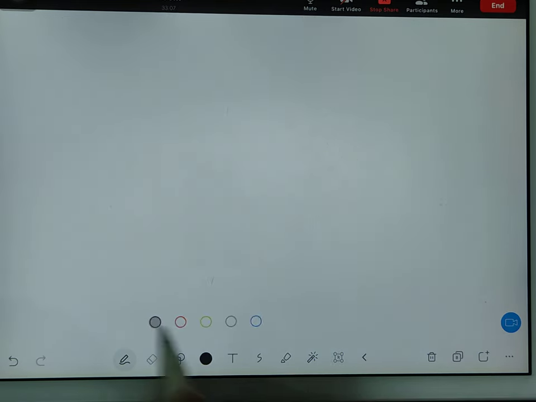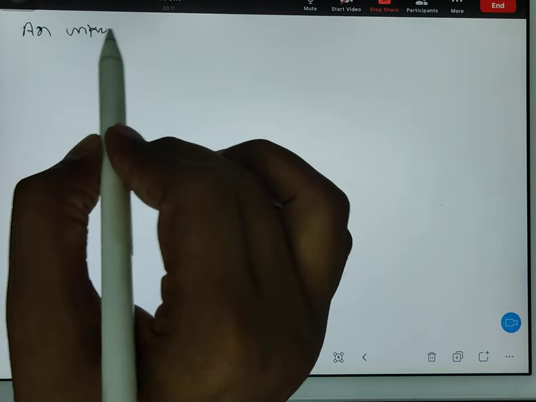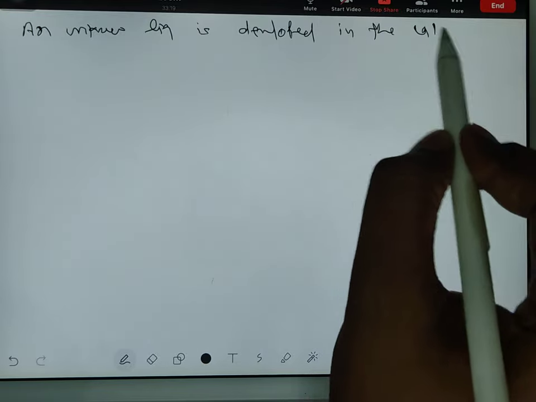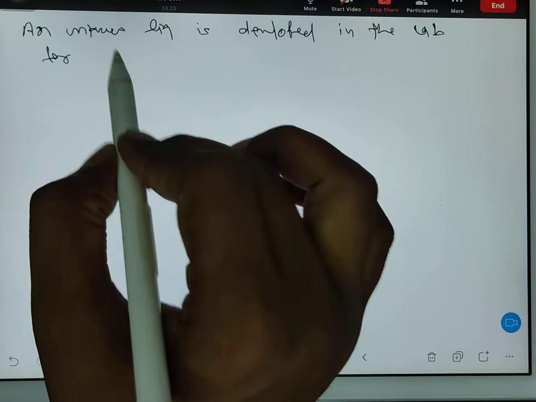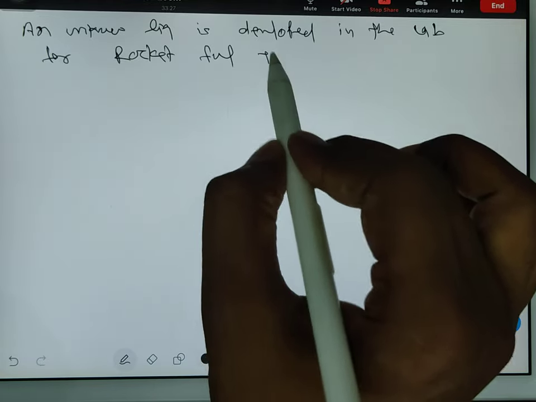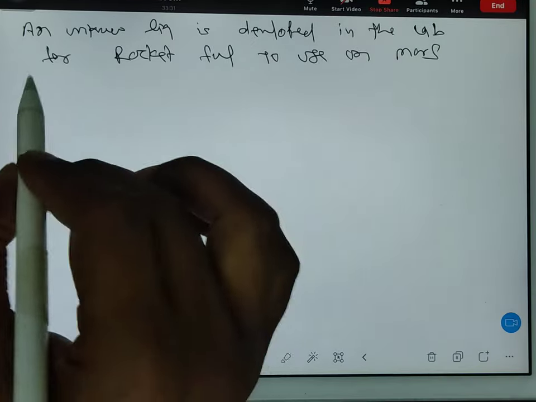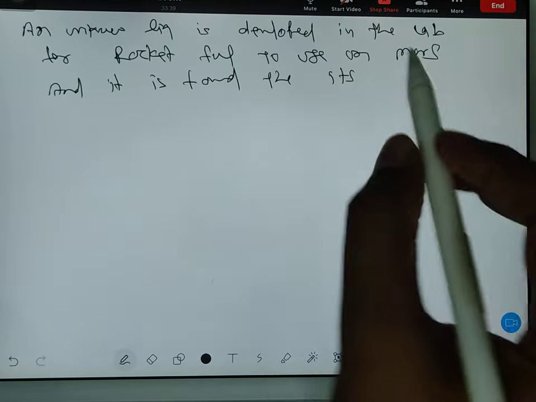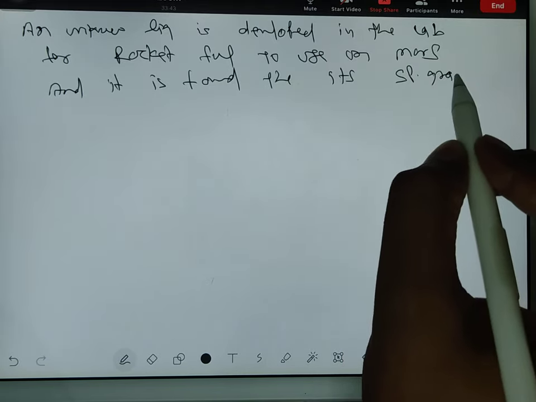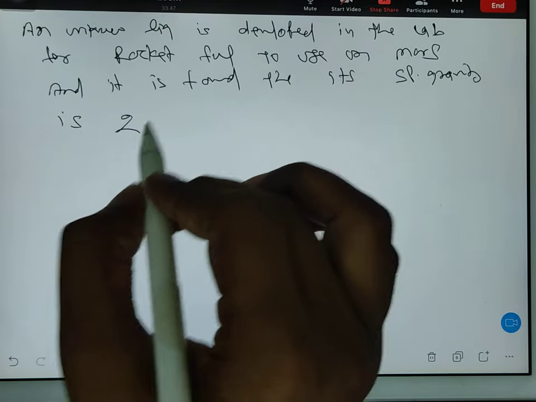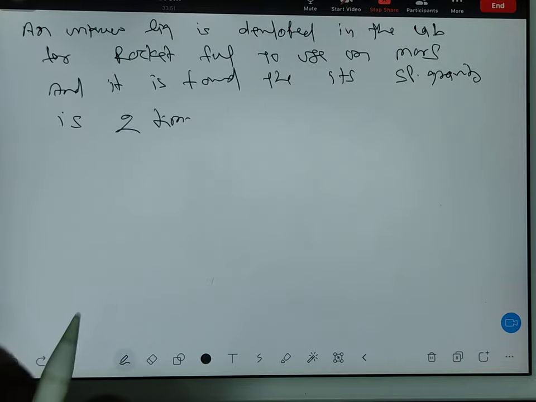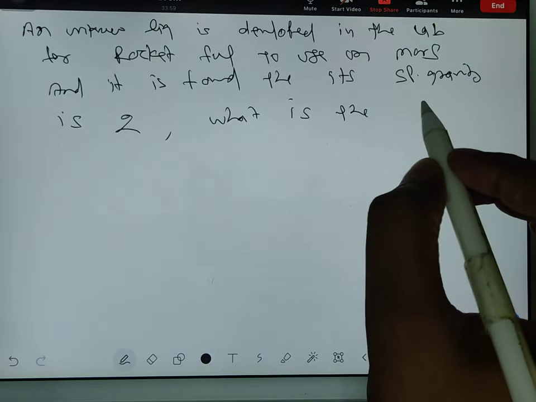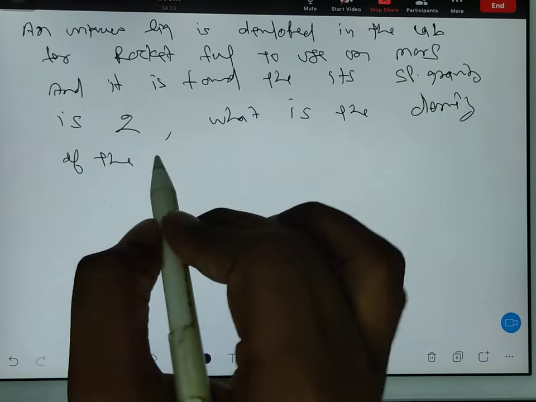I am changing the page. Problem is, an unknown liquid is developed in the lab for rocket fuel to use on Mars, and it is found that its specific gravity is 2. What is the density of the liquid?